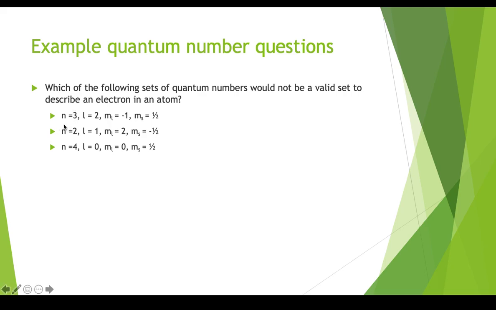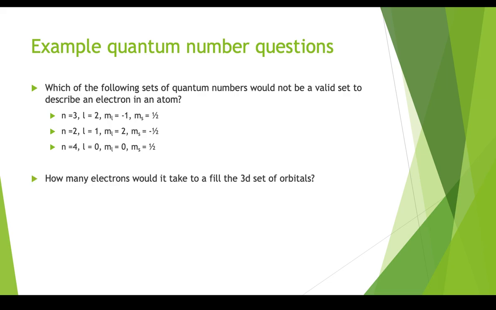For the second set, we have n equals 2, which is fine. We have L equals 1, which is perfectly fine if n is 2. Then we have an m sub L of 2. Well, that's kind of a problem, right? m sub L can only be from negative L to positive L. If L is 1, m sub L cannot be 2. So this set is not a valid set of quantum numbers because m sub L does not follow its limitations based on the L value that we have. And that's the thing about how you want to know how these quantum numbers are related, to be able to identify this. If we look at the last example, n is 4, L is 0, m sub L is also 0. Well, L being 0 is fine. If L is 0, m sub L has to be 0, so it's fine. Again, m sub S of plus 1/2 is also fine. So it's just this middle one that would be incorrect. That would be our answer that we'd be looking for in this particular case.